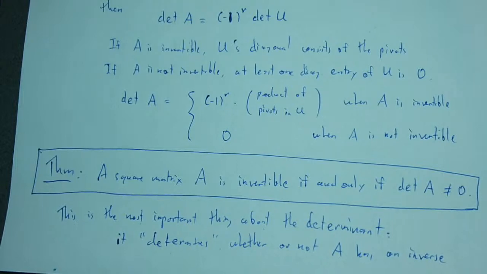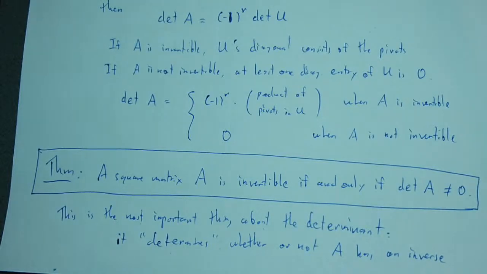So if the determinant of a matrix is anything except 0, the matrix is invertible. If the determinant of the matrix is 0, it is not invertible. So it completely answers that question. The question of whether or not a matrix is invertible is 100% answered by the determinant. Okay. All right.